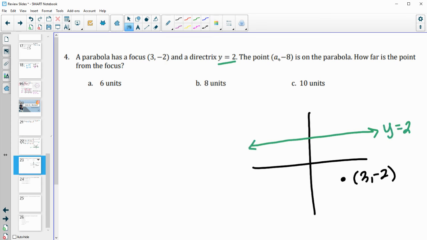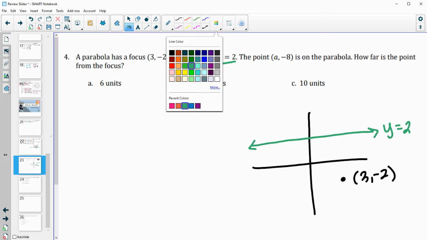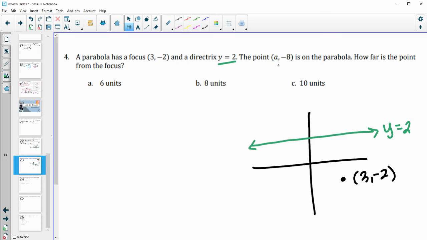And then we have this point (a, negative 8). Okay, so we don't know what the a value is. It doesn't really matter. But we do know that the y value here is negative 8. So this point down here is on this line somewhere at negative 8. So how far is this point from the focus? And it is on our parabola.